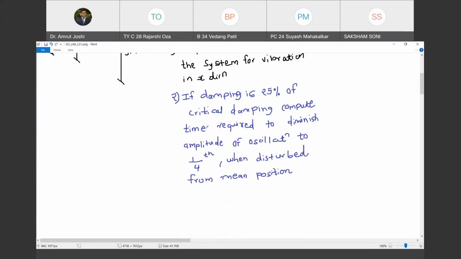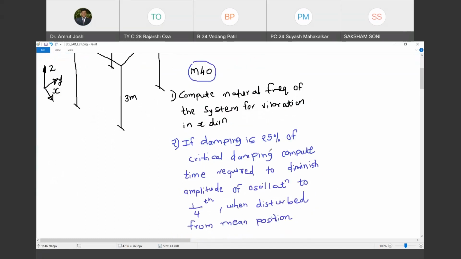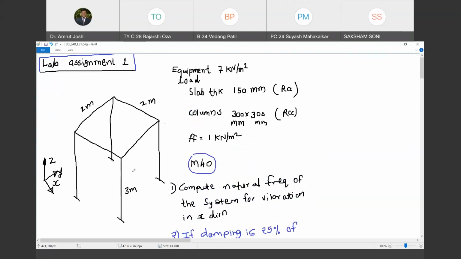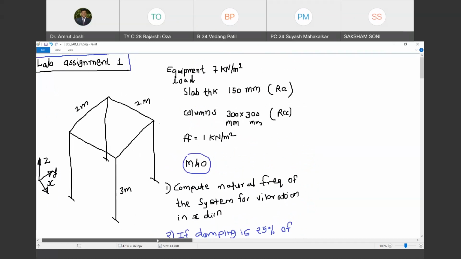Now, the second question is interesting. If the damping is 25% of critical damping, compute the time required to diminish the amplitude of oscillation to 1/4 when disturbed from mean position. So what we are going to do is first convert this system into a single degree of freedom system. So how are we going to do that?